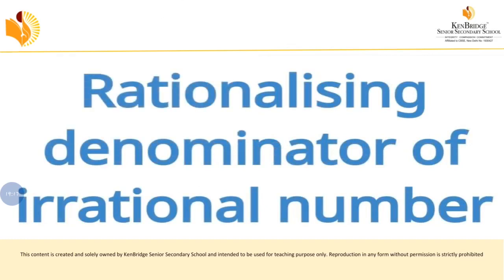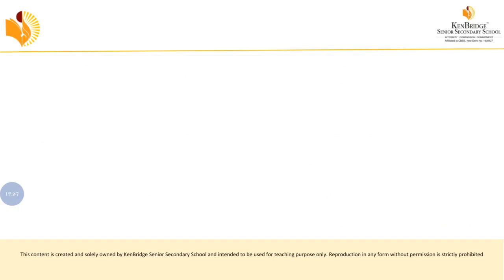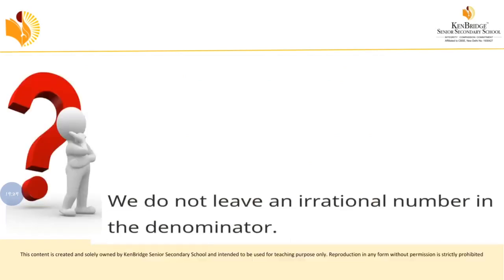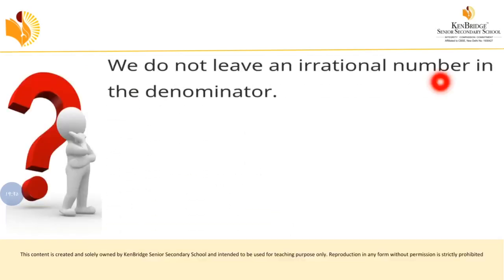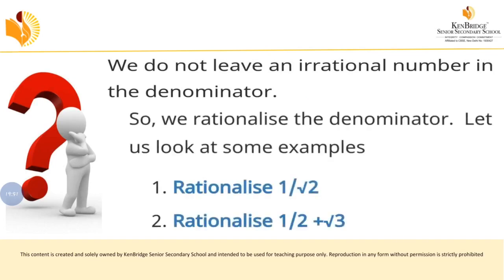Now we are going to rationalize the denominator of an irrational number. So what is the meaning of rationalize? Any guess? Just think about it. Why should we rationalize the irrational number? In the sense, we should not leave an irrational number in the denominator. We will have a numerator as well as a denominator, right? In the denominator we should not leave any irrational number. For that purpose we are rationalizing it.